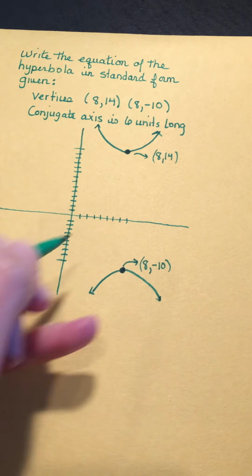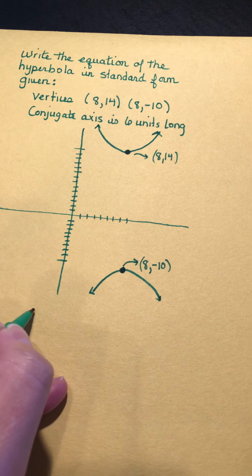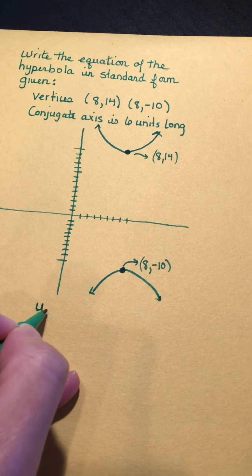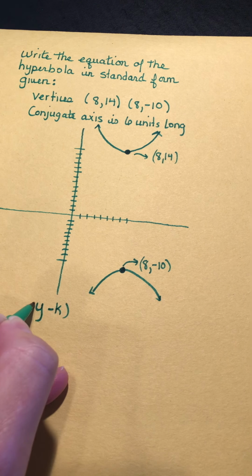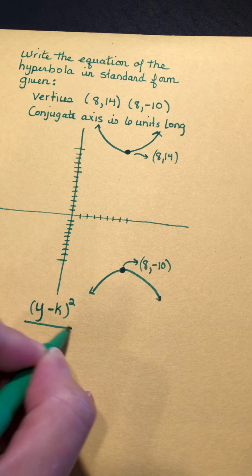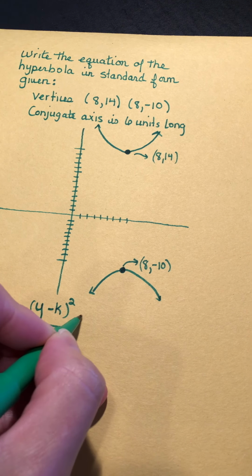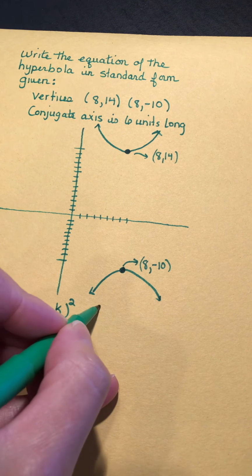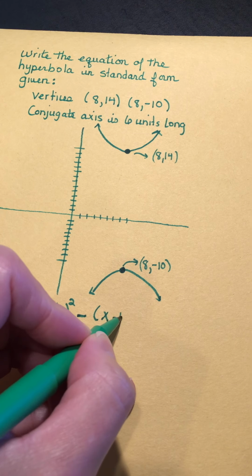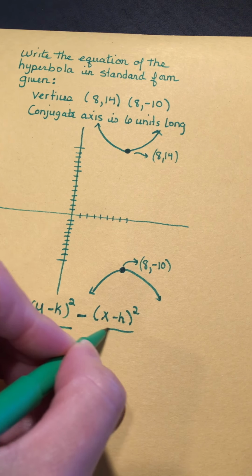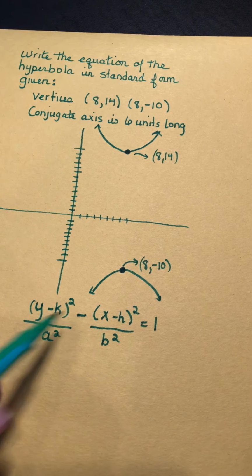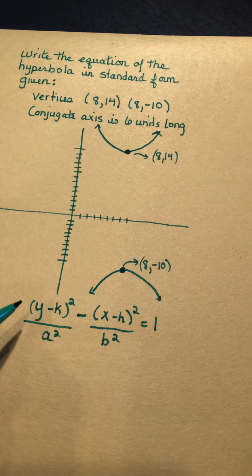The reason that's helpful is because if I want to put this in standard form, I now know that because it's a vertical hyperbola, this is generally going to be (y - k) quantity squared over a squared, minus, because it's a hyperbola, (x - h) quantity squared over b squared equals 1. So that's important, and then we can start filling things in.